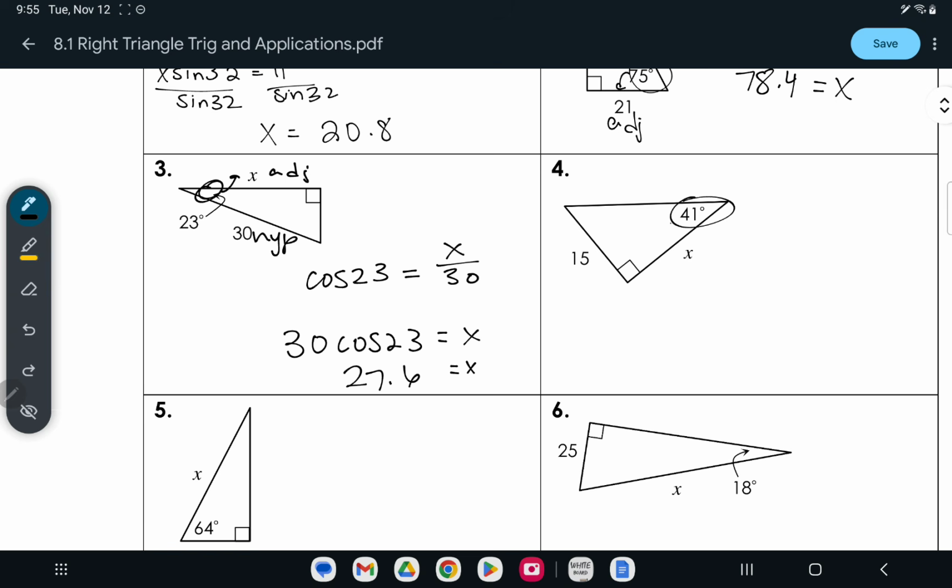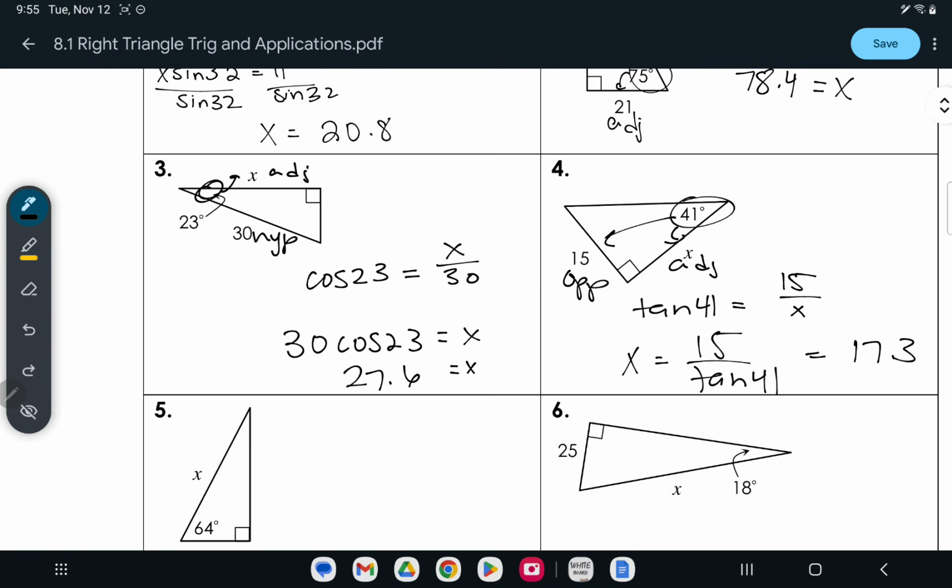Opposite. Adjacent. So tangent 41 is opposite over adjacent. When we have x in the denominator, we can actually just flip-flop the x and the left side. So we get x equals 15 tangent 41, which equals 17.3.